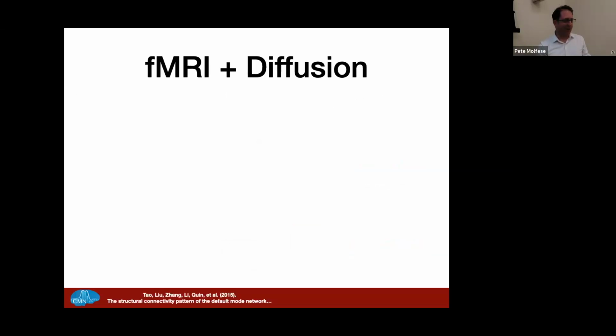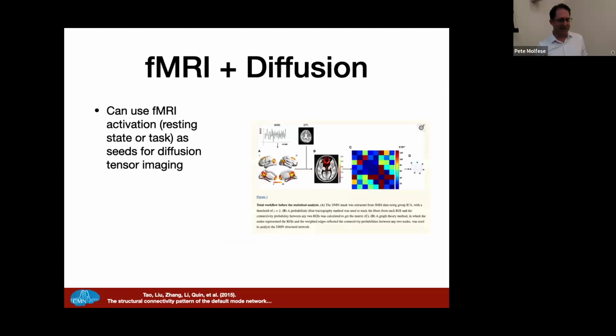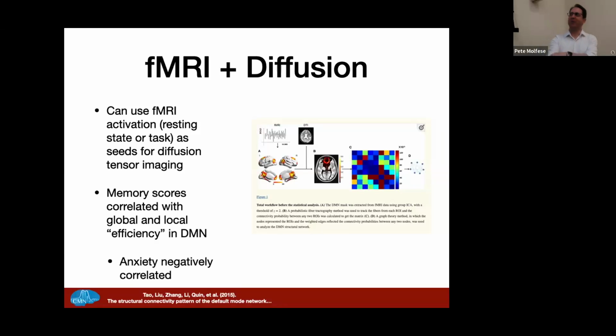You can also put together, say, fMRI and diffusion. So you can use fMRI results, in this case in the default mode network, as your seeds for doing probabilistic tractography in DTI. And then you can ask how these bundles of white matter tracks correlate with different behavioral mechanisms. In this case, these folks found that memory scores were correlated with both global and local efficiency in the DMN, and they also built a really nice graph theory model based on the tractography to identify where that was true and where it wasn't.